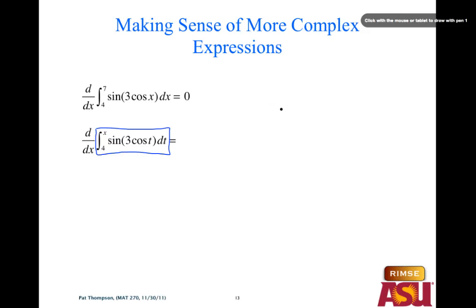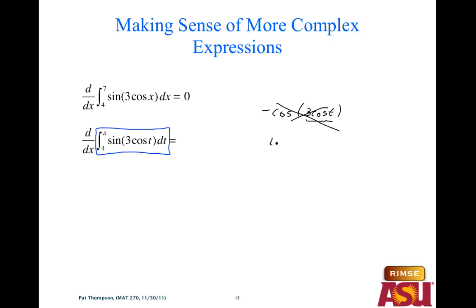Apparently, it's not immediately clear. We could try some stuff, like a negative cosine of 3 cosine t, but would that work? By the chain rule, if we took the derivative of this, the chain rule would give us another term to multiply on, which we don't have over here. So that doesn't work. There's not an apparent antiderivative that we can just write down, a closed form antiderivative.